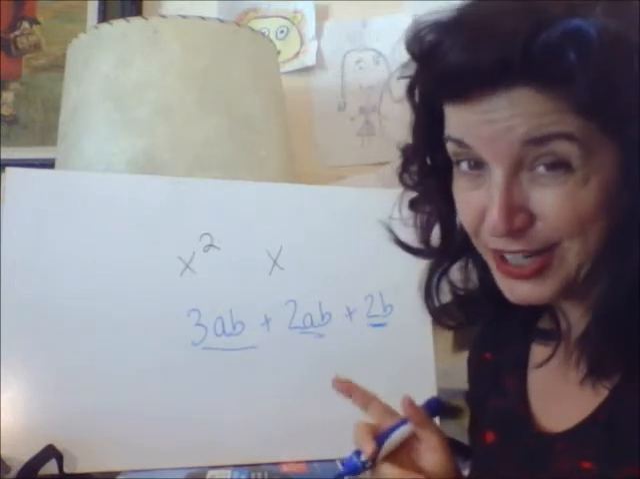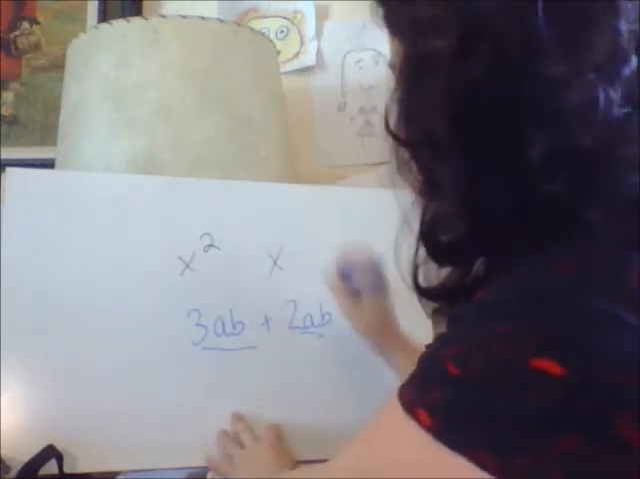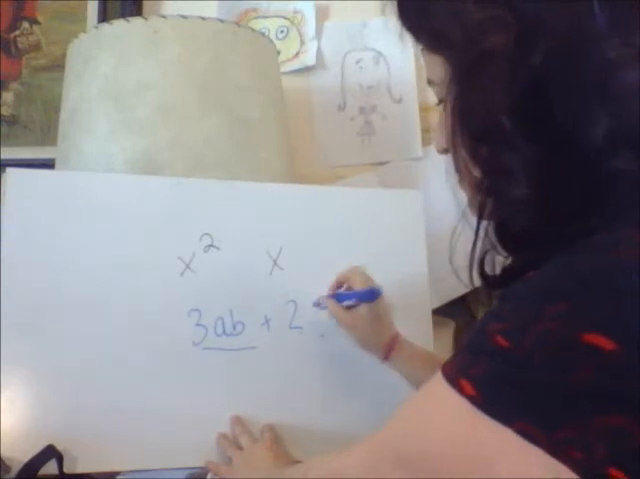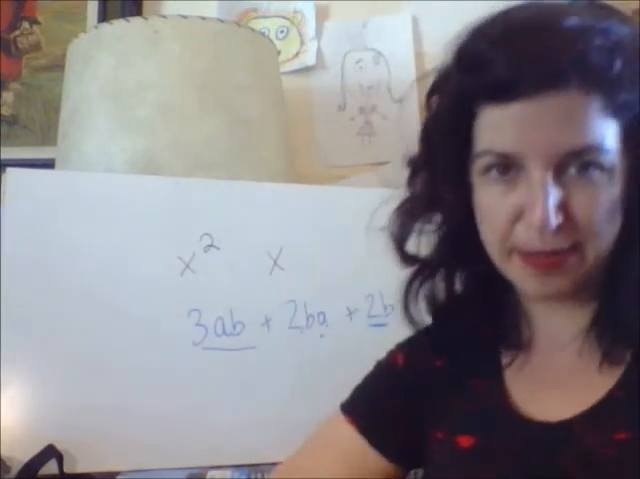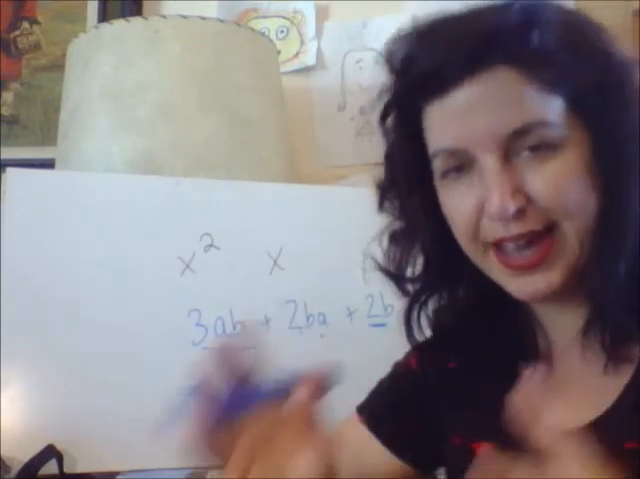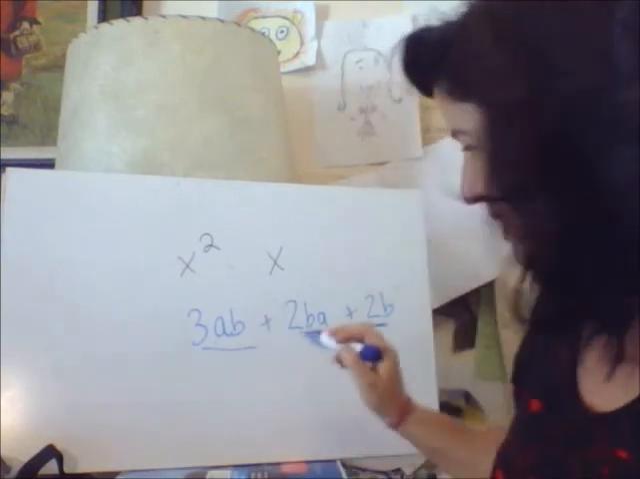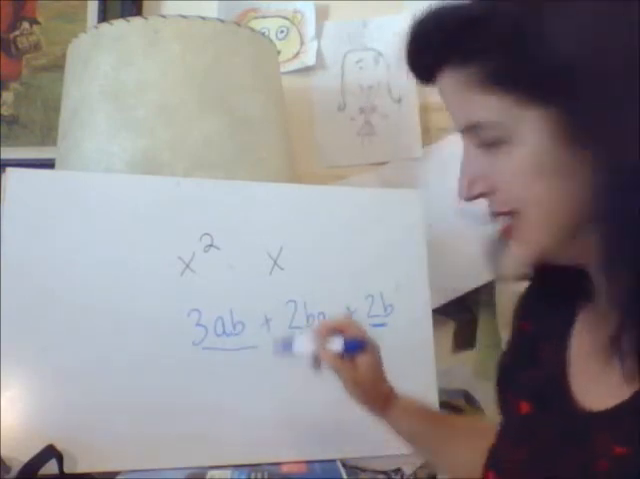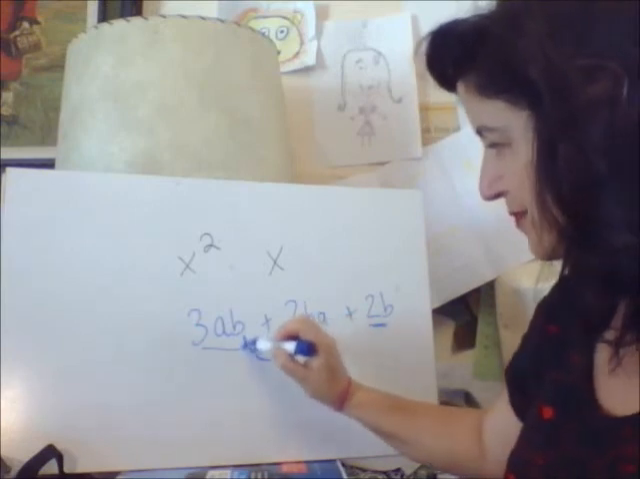okay? However, if you had 3ab and then you had 2ba, the order doesn't matter because they've both got the same a and b in them. So really what that's saying is a times b, it's the same. It's a like term. Okay?